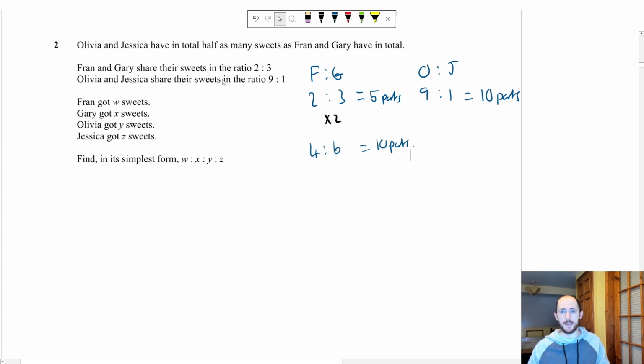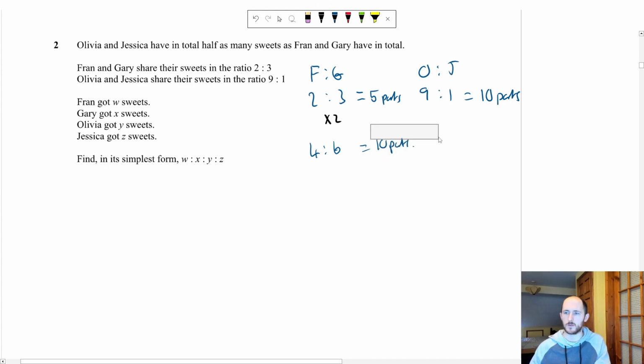Okay? Normally. The problem is we have this. Olivia and Jessica have half as many sweets as Fran and Gary. Okay? So normally this would be fine. We can just write it as one big ratio. But now we have to do something else. It says Olivia and Jessica have half as many. So that means their actual number of parts should be half as many as Fran and Gary. Okay? So let's say these guys have 10 sweets. Fran and Gary, that should be half as many as however many Fran and Gary have.